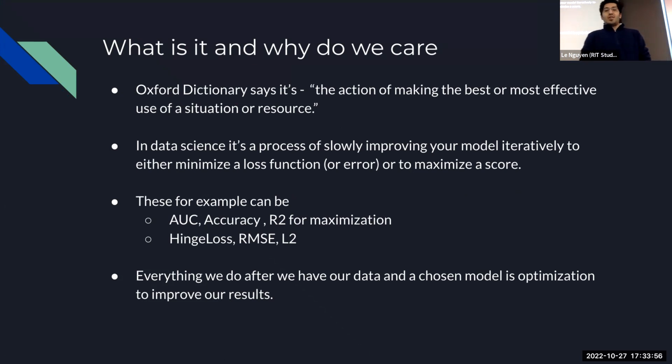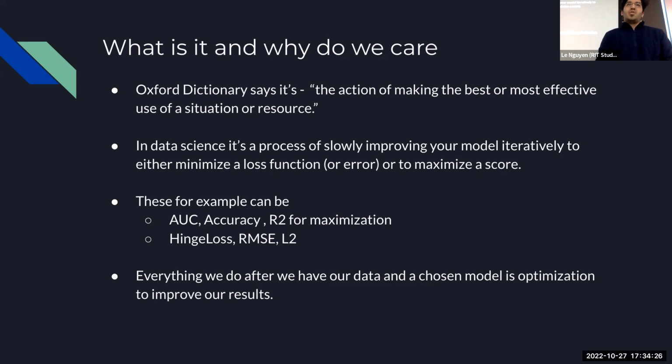So now the Oxford Dictionary describes it as the action of taking the best or most effective use of a situation or resource. In data science, it's our method of improving our models iteratively, generally to either minimize a loss function or maximize a score such as accuracy or AUC. AUC is area under curve, where we try and get the highest benefit out of our model.